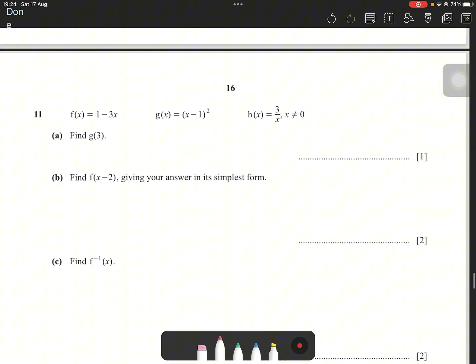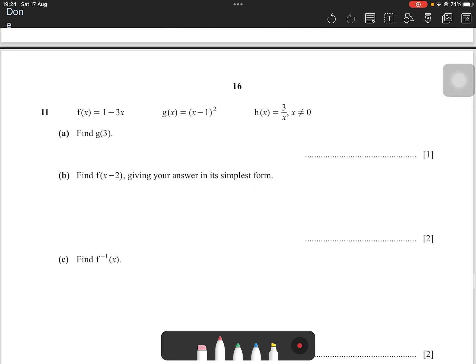Question 11. Given the 3 functions f of x, g of x, and h of x. A. Find g of 3. g of 3 means we substitute x equals 3 into the function. 3 minus 1 squared. This is 2 squared equals 4.